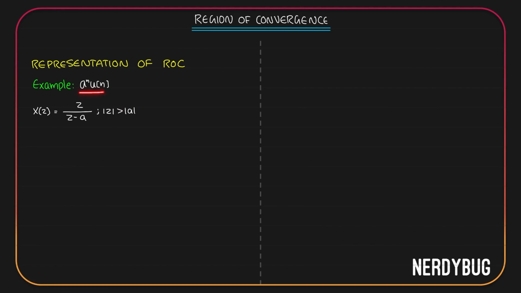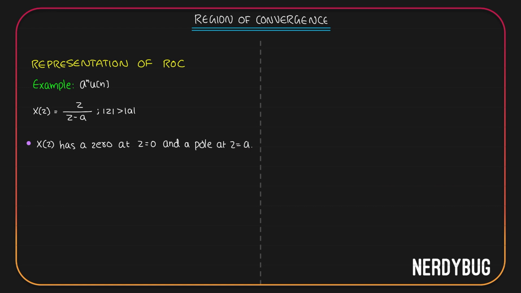I'll take the signal a raised to n u of n. We already found its Z transform. It is z by z minus a, and ROC is magnitude of z should be greater than magnitude of a. We can see that the denominator will become 0 if z equal to a. So z equal to a is a pole of x of z. Also, when z equal to 0, the numerator will become 0. So 0 is a 0 of x of z.